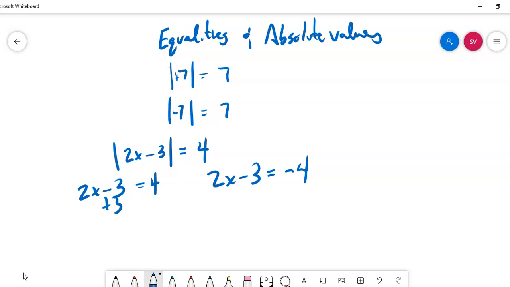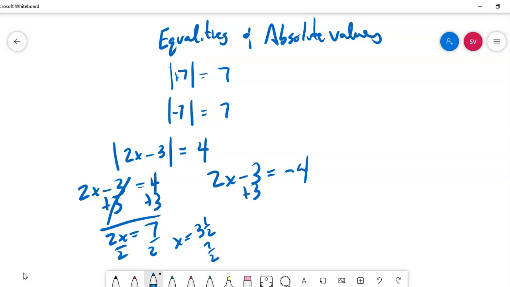That's how you do it. We'll add 3 on the left and right side. 2x is equal to 7. We'll divide by 2. X is equal to 3.5 or 7/2. Let's go over here. We add 3, add 3. 2x is equal to minus 1, divide by 2, divide by 2. X is equal to minus 1/2.